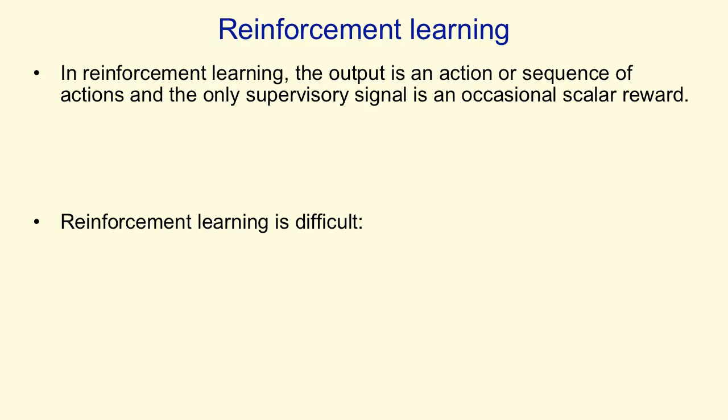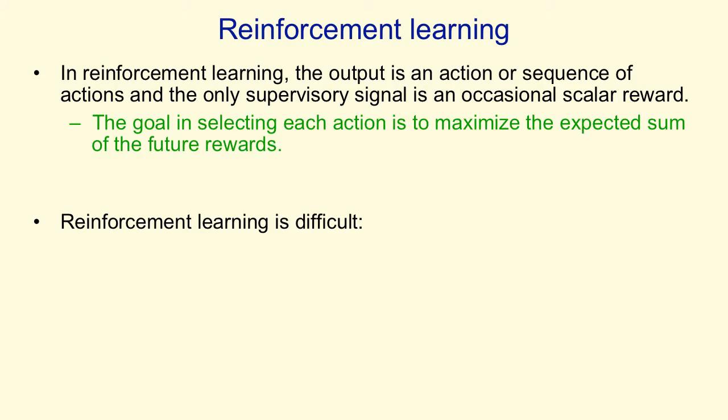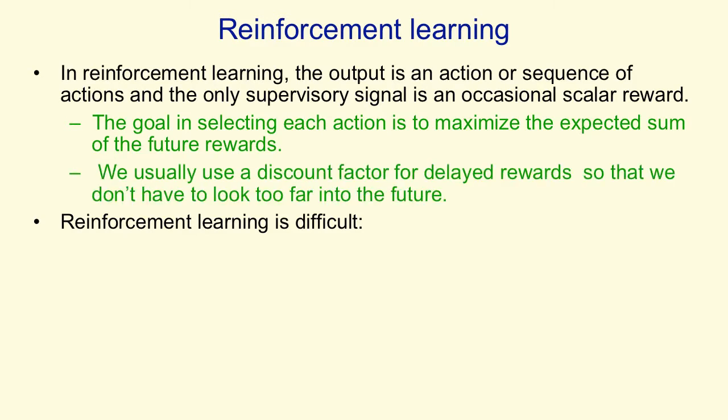In reinforcement learning, the output's an action or sequence of actions, and you have to decide on those actions based on occasional rewards. The goal in selecting each action is to maximize the expected sum of the future rewards, and we typically use a discount factor so that you don't have to look too far in the future. We say that rewards far in the future don't count for as much as the rewards that you get fairly quickly.